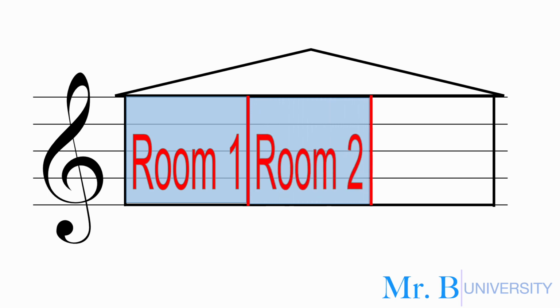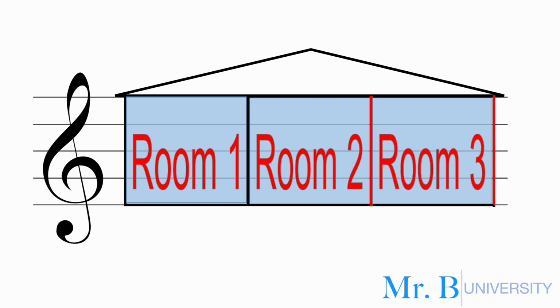So we've got our house, and in our house we have walls, and between those walls are rooms. Let's take those two walls and call that room number three. So we have our house, we have three rooms. These three rooms are separated by these red walls. The rooms are the space in between.